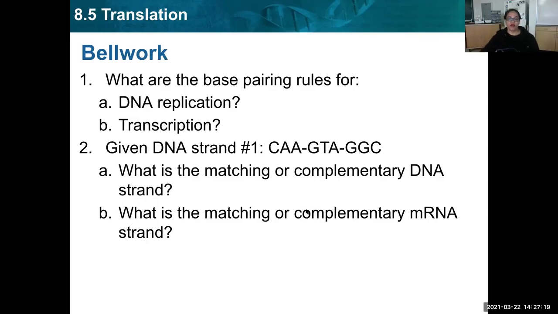Now I'm going to ask you for the complementary RNA strand. So same thing. CAA, GTA, GCC. But now what is the RNA that goes with that? I told you guys last week, you have to pay attention to what the question is asking for. For 2A, I was asking for the complementary DNA. For 2B, now I'm asking for the complementary RNA. So what letter should I see in the RNA that I didn't see in the DNA? Most of you are getting the hang of it. Give you guys another 30 seconds or so.